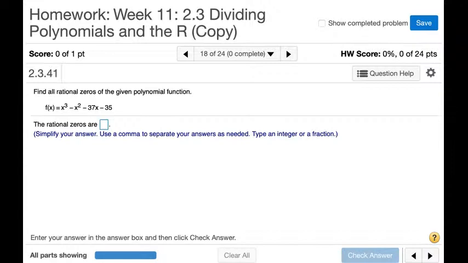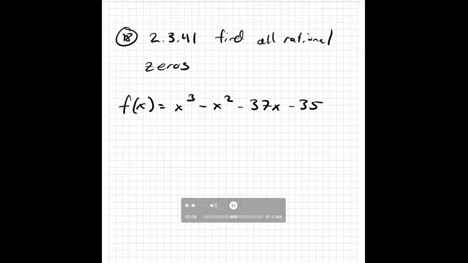I forgot about that. Okay, so let's hop over to the tablet. Let's see if that should be working there. That is displaying properly. Okay, so we want to find the zeros. Let me glance one more time just to make sure I wrote it down properly. x cubed minus x squared minus 37x. Because if we write it down incorrectly, we can waste a lot of time, right?